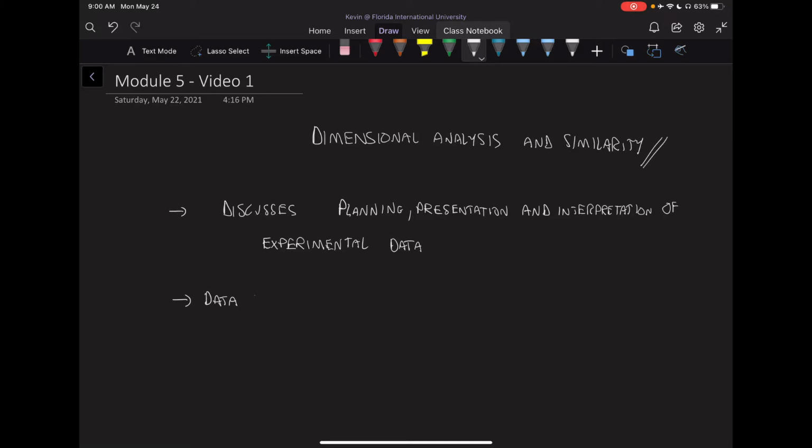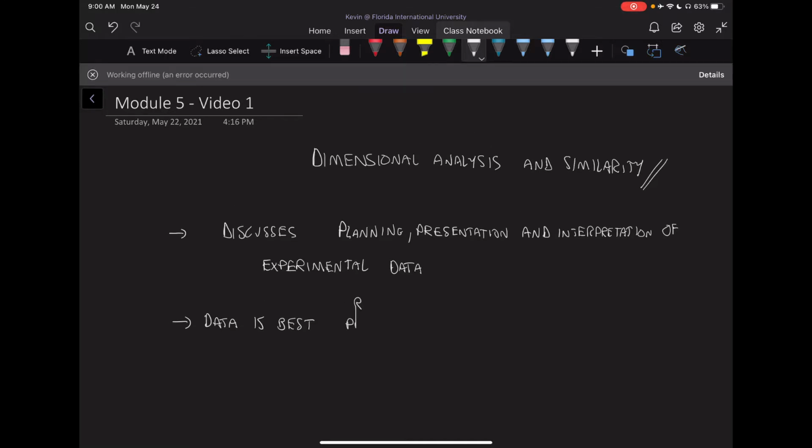So in this chapter, we're going to be looking at something where data is usually said to be best presented in dimensionless form. So we can say that data is best presented in dimensionless form.